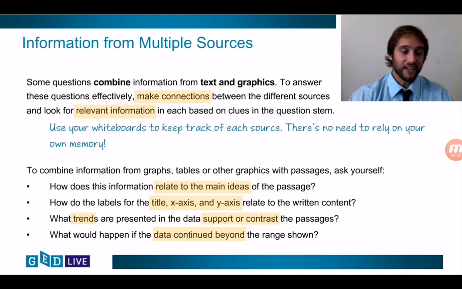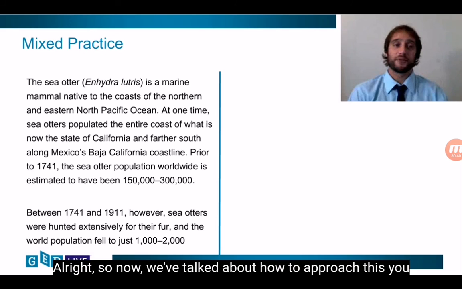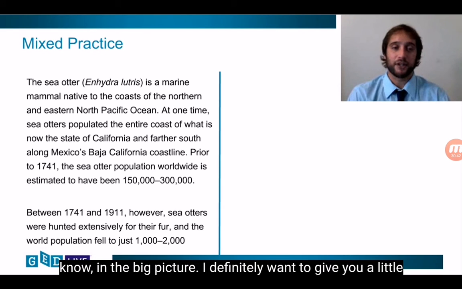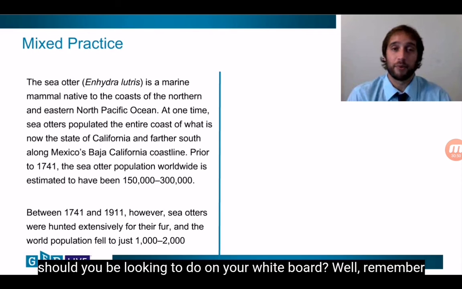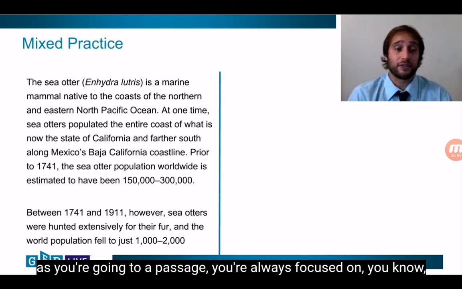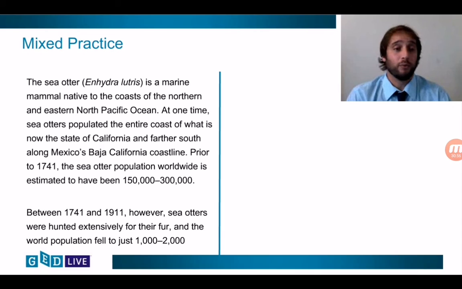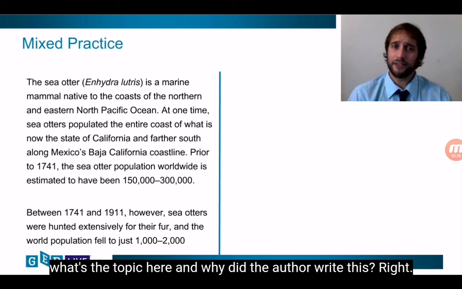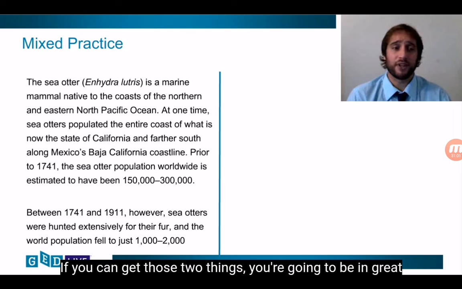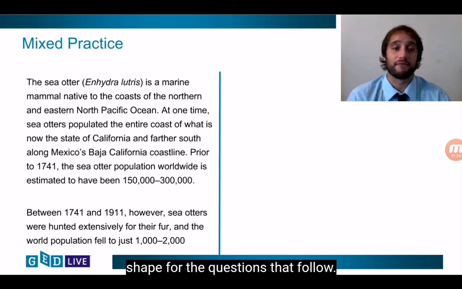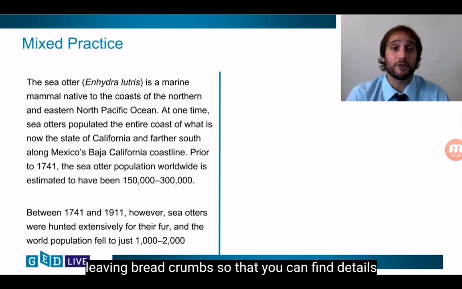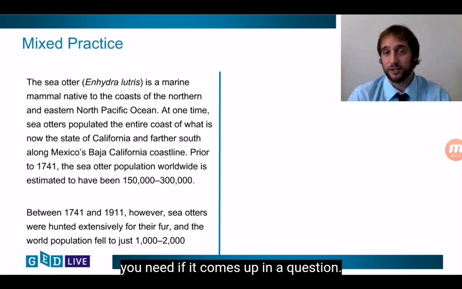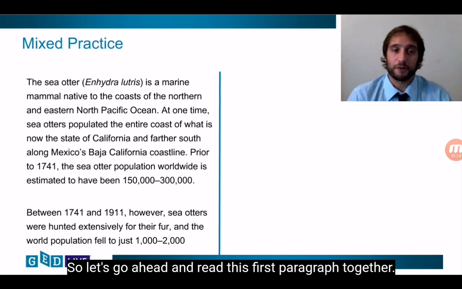Okay? All right, so now we've talked about how to approach this in the big picture. I definitely want to give you a little bit of a reminder when it comes to mapping passages, right? Like, what should you be looking to do on your whiteboard? Well, remember, as you're going through a passage, you're always focused on, what's the topic here? And why did the author write this? Right? If you can get those two things, you are going to be in great shape for the questions that follow. Everything else, remember that you're just leaving breadcrumbs so that you can find details you need if it comes up in a question. So let's go ahead and read this first paragraph together.